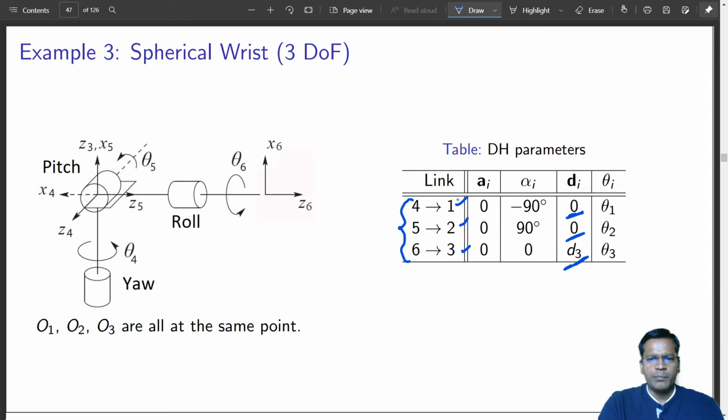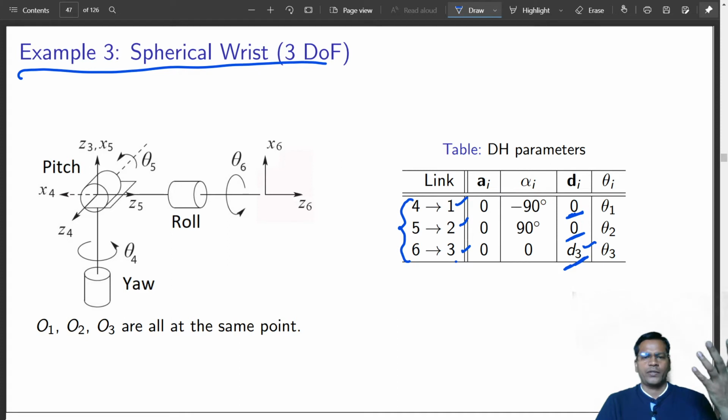Over here, if I name 4, 5, 6 as 1, 2, 3, it comes out to be D3 only. It is like D3 because you have only 3. If you consider the spherical wrist as an isolated case, I can name it as 1, 2, 3. Otherwise, it is just 4, 5, 6 that comes at the end effector. It is normally fitted at the end effector.